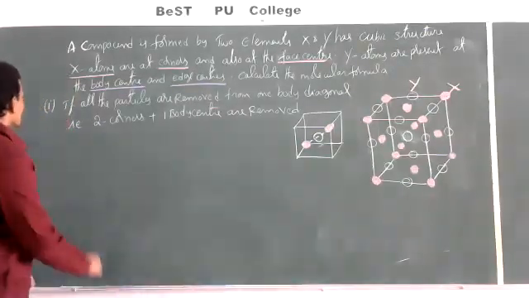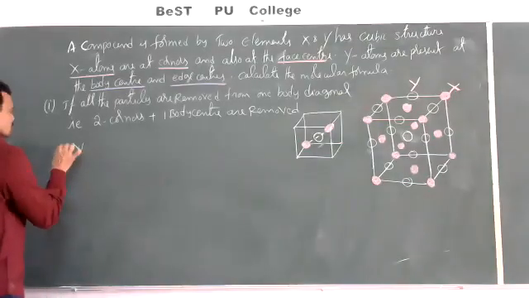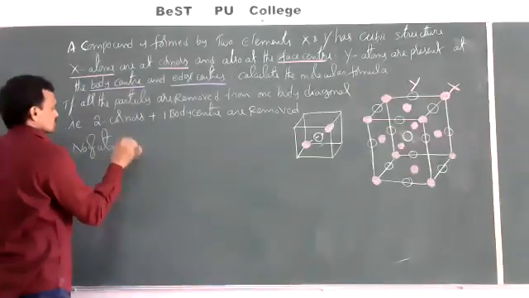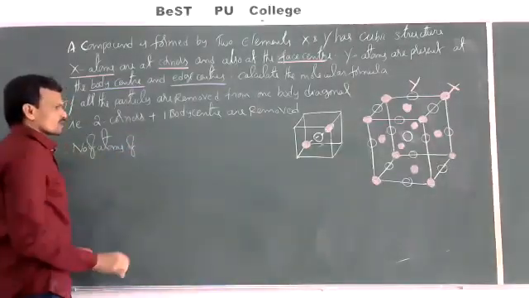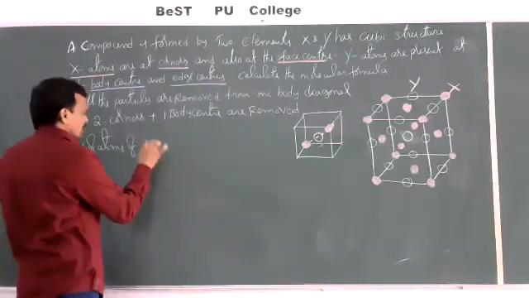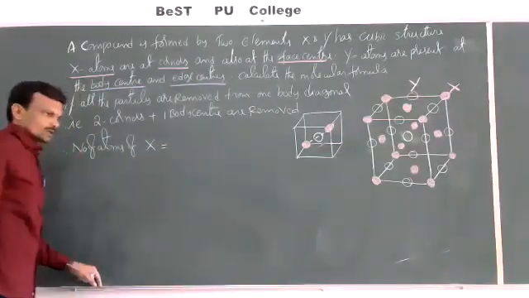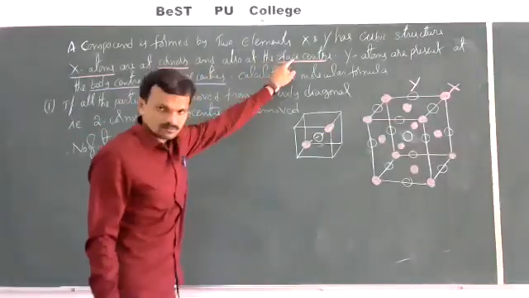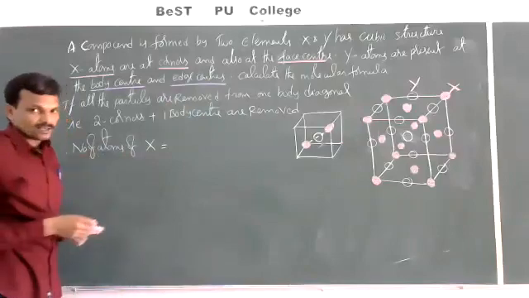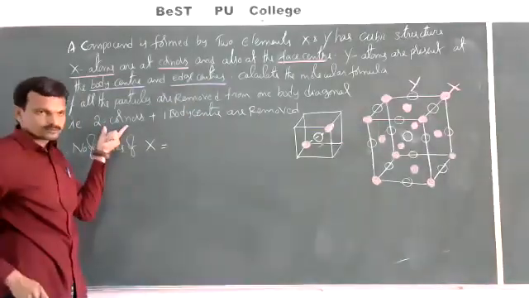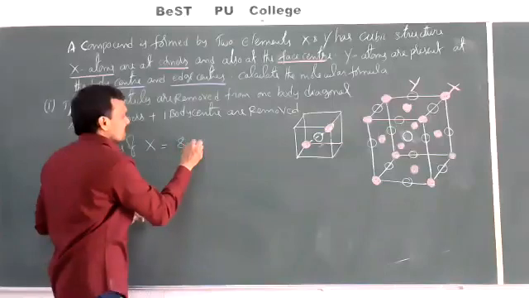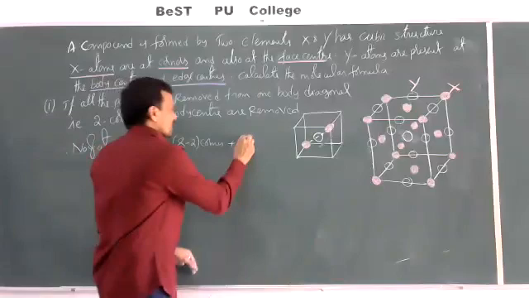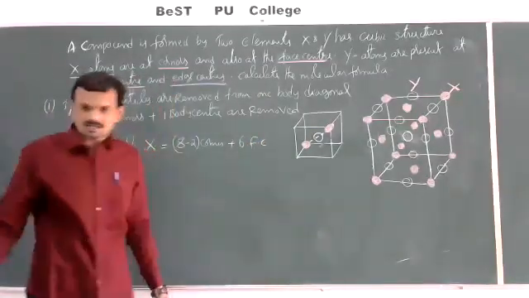Now let us see the molecular formula. Therefore, the number of atoms of X is equal to, what is the position of atoms? At corners and face centers. Out of 8 corners, we have removed 2 corners. Then what is remaining now? 8 minus 2 corners plus 6 face centers, as no face center particle is removed.